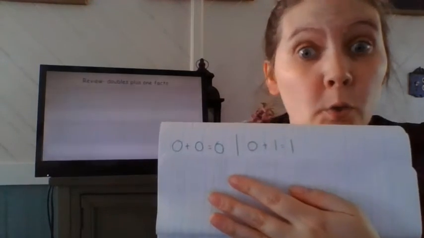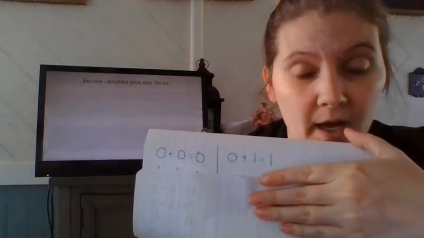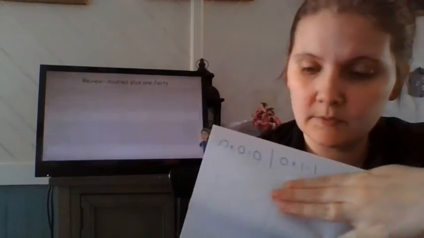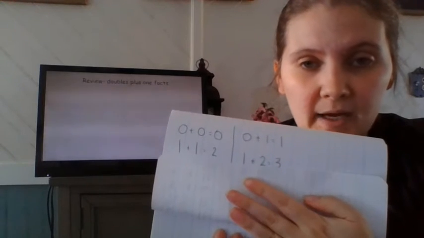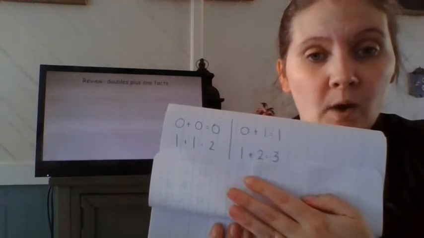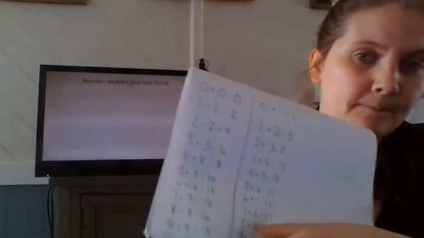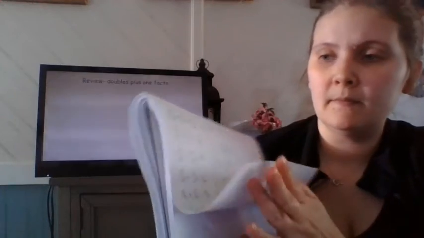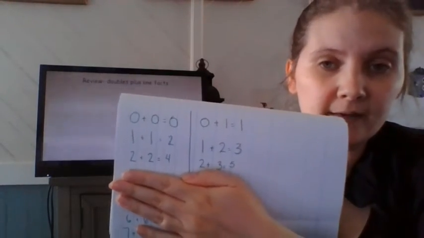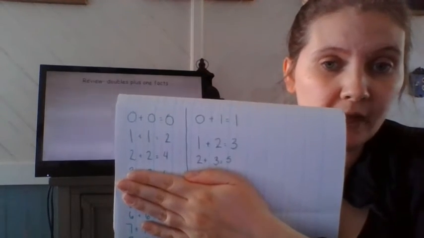So we did together 0 plus 0 equals 0, and 0 plus 1 equals 1. The next one is 1 plus 1 equals 2. The doubles plus 1 fact is 1 plus 2 equals 3. Let's keep going. 2 plus 2 equals 4. That's our doubles fact. And doubles plus 1 fact is 2 plus 3 equals 5.